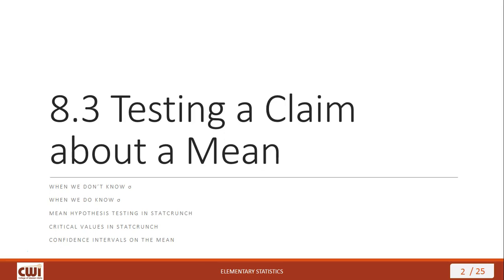Here in this lecture, we're going to talk about hypothesis testing as it applies to means. Just as we saw with confidence intervals, there are times when we don't know the population standard deviation and times when we do, and the test statistic, as we'll see, that we calculate is going to be different in each of those cases. We'll talk about how to conduct mean hypothesis testing in StatCrunch. We'll also look at calculating critical values in StatCrunch and conclude with a brief look at using confidence intervals on the mean for resolving hypothesis testing.